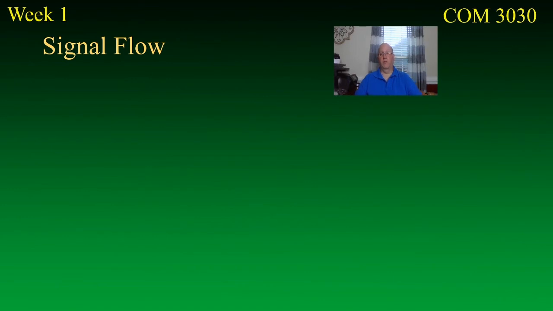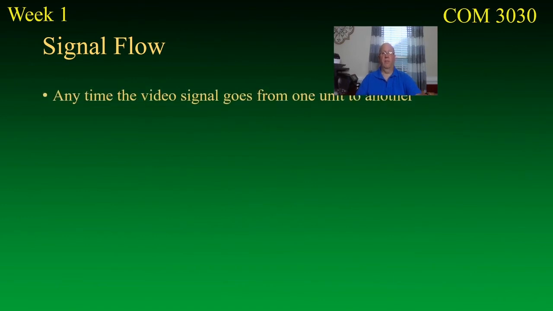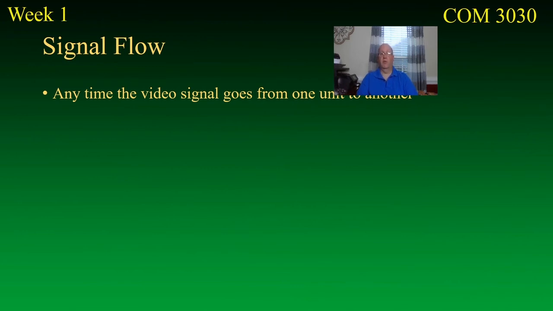Okay, now signal flow itself, let's talk about that. Anytime the video goes from one unit to another, we have signal flow. So usually you'll have some kind of a cable coming out of the camera, going into something, even if it's just a field monitor, which can be useful. You can also put it into some other device, which transmits it in other places as well.